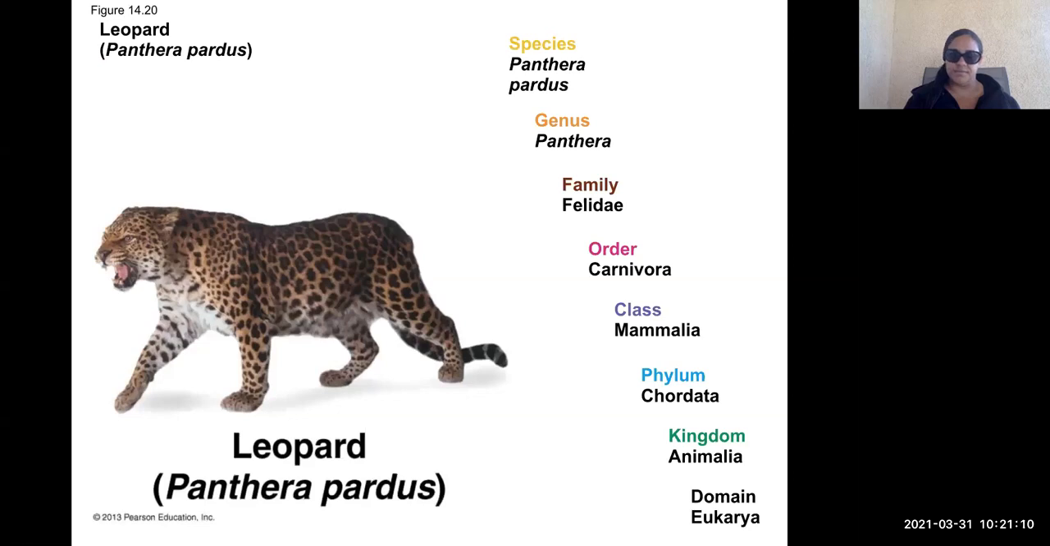So this is an example. This is a leopard. Its species is Panthera pardus. Genus is Panthera. Family, order, Carnivora, meaning it's a carnivore. Class, Mammalia, meaning it's a mammal. Phylum, Chordata, meaning it has a backbone. Kingdom, Animalia, it's an animal. And domain, Eukarya, because it's a eukaryote. It has eukaryotic cells. So each group gets progressively bigger.